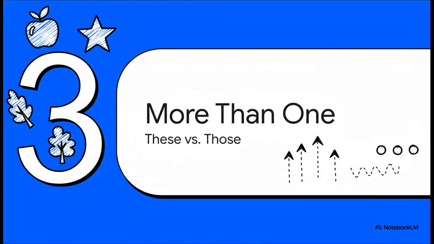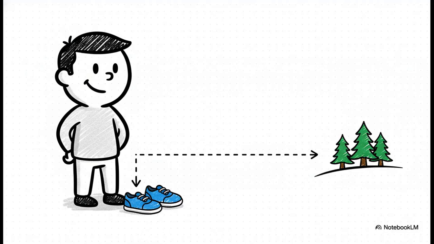All right, so you've totally got the rule for single items. But what happens when there's two or three or a whole bunch of things? Well, let's just apply our two keys again. So when you're talking about more than one thing, your choices are these and those. And you guessed it, just like before, the only thing you need to think about is distance. We use these for things that are nearby and those for things that are far away.